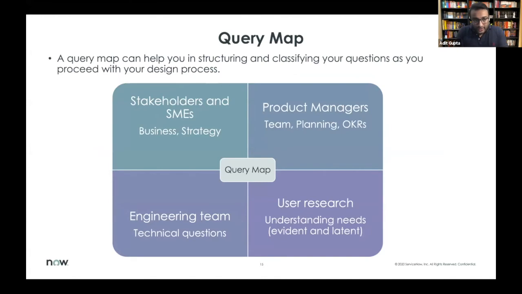So what I personally like to do is to build a sort of query map, in which I categorize all my questions into four big buckets. All the questions related to business and strategy, like why we are doing this, why it's important to business, what's our strategy here, you can ask your stakeholders and subject matter experts. Questions related to team planning and OKRs can go to your product managers. The questions related to technology, since you also need to have some understanding of technology, can go to your engineering team.